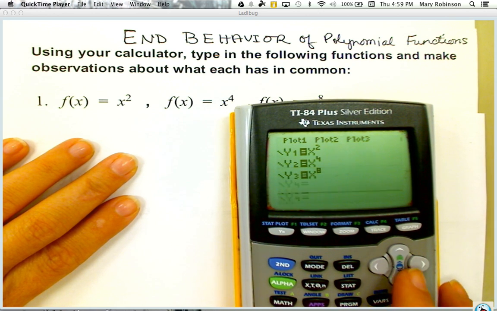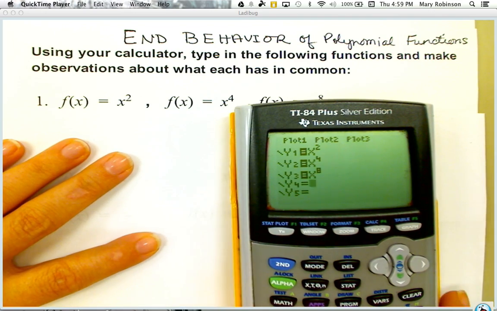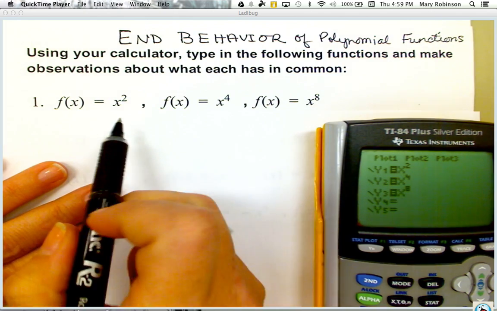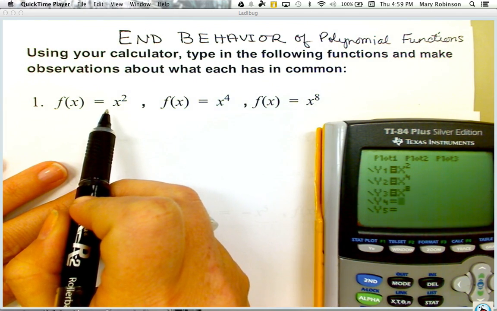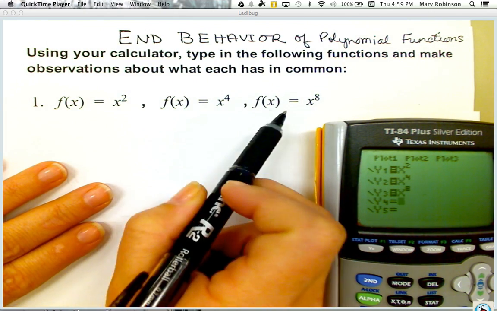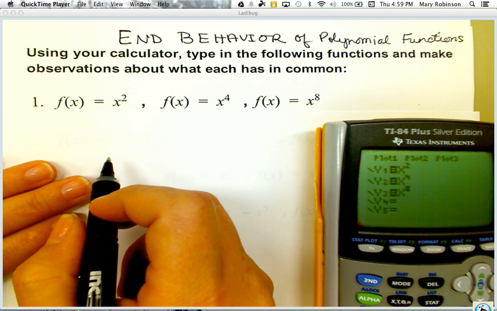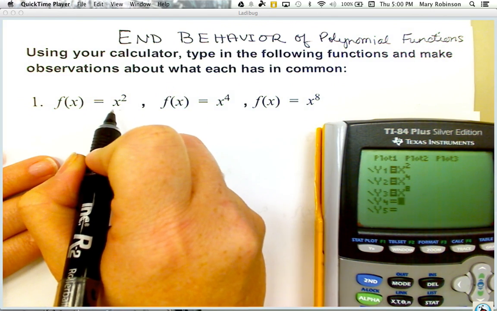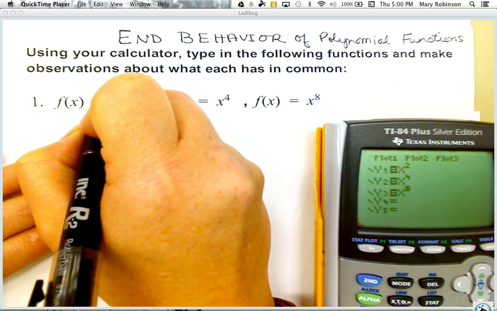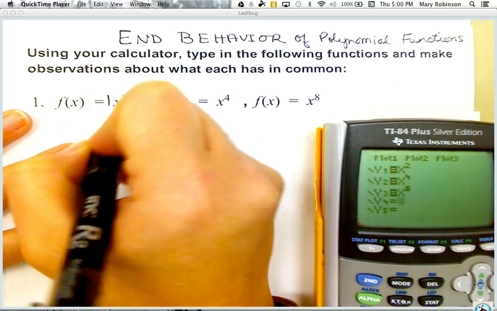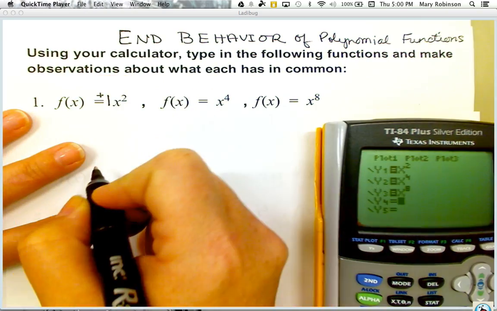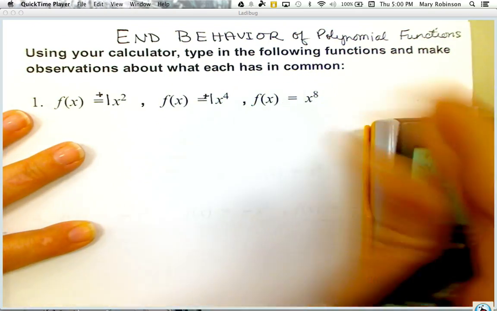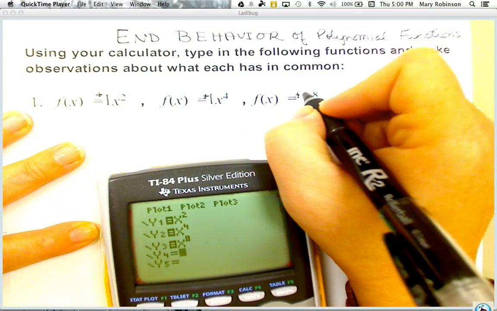Well, before we even graph these, what we can notice about them is that they have two main things in common. The first is that their leading coefficient is a positive 1. Recall that a leading coefficient is the coefficient of the term with the highest degree. Well, being that we only have one term, in this case, our leading coefficient would be 1, an understood one, and because it's not negative, we know that it's a positive 1. So they all have this leading coefficient of positive 1 in common.